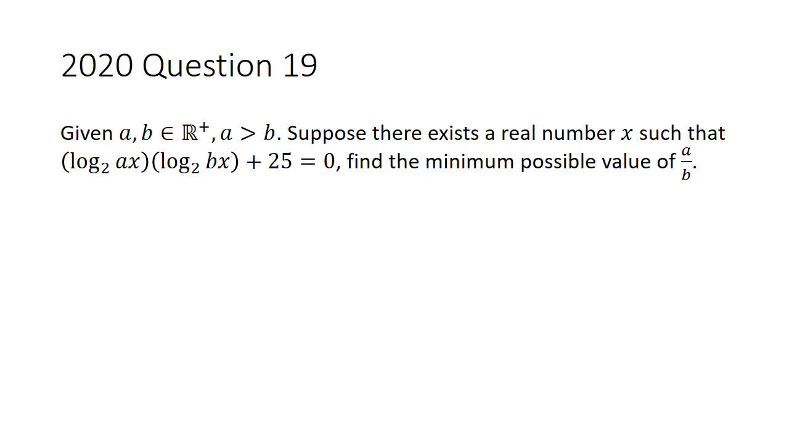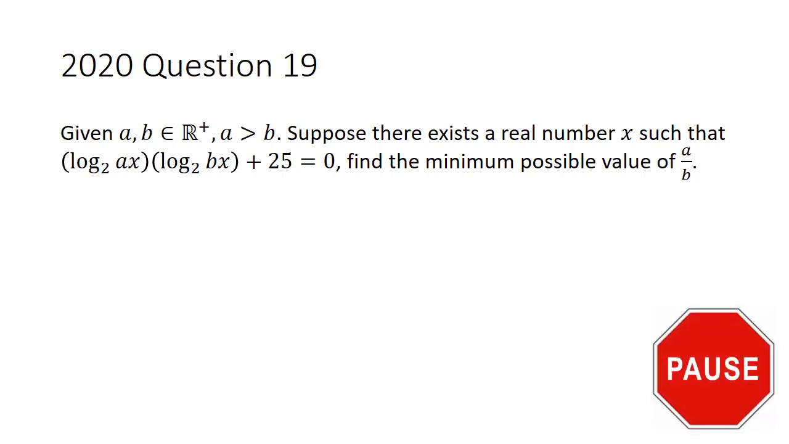Question 19. Given that a and b are positive real numbers and that a is bigger than b, suppose there exists a real number x such that the log base 2 of ax times log base 2 of bx plus 25 is equals to 0. Find the minimum possible value of a over b. Pause the video here and give this question a good try.